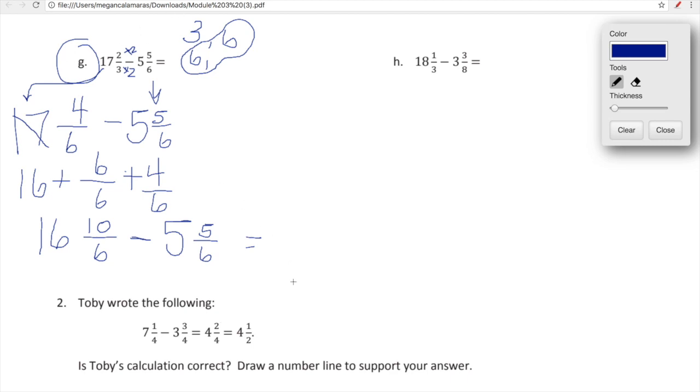16 minus 5. Who's got it for me? Christopher. Thanks. 11. 10 sixths minus 5 sixths. Thank you, Maggie. 5 sixths. Final answer here. 11 and 5 sixths.